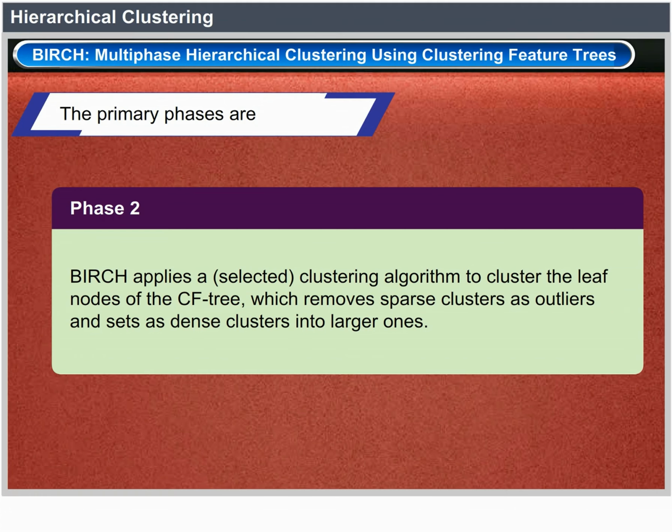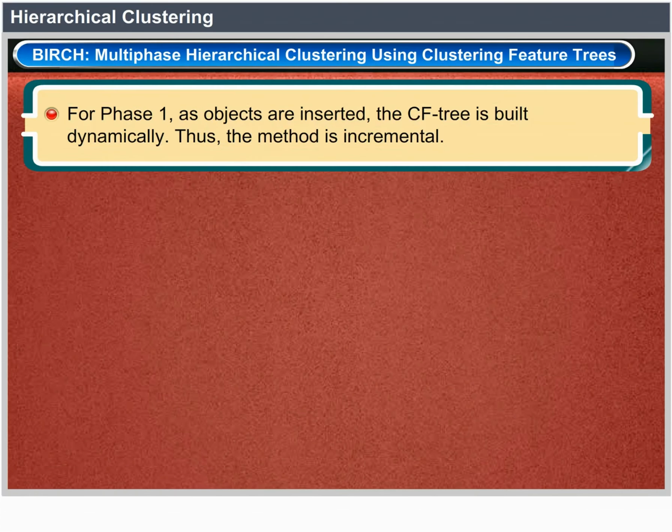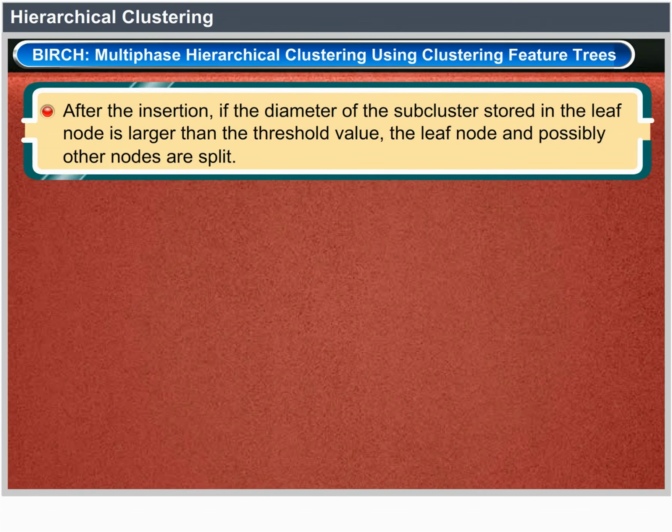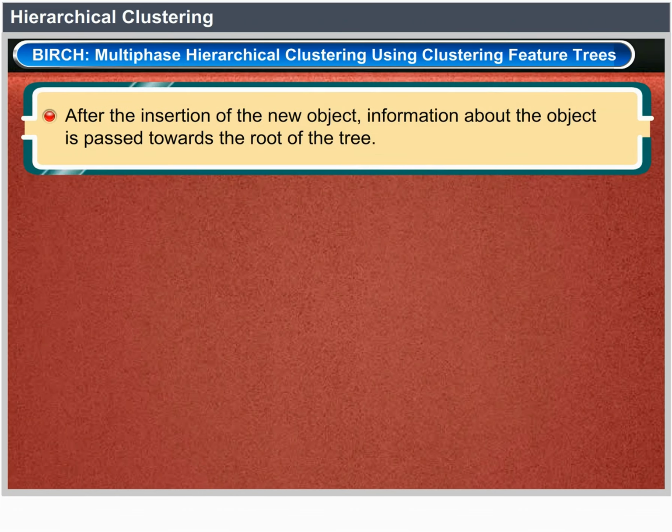For Phase 1, the CF tree is built dynamically as objects are inserted. Thus, the method is incremental. An object is inserted into the closest leaf entry, subcluster. If the diameter of the subcluster stored in the leaf node after insertion is larger than the threshold value, then the leaf node and possibly other nodes are split. After the insertion of the new object, information about the object is passed toward the root of the tree.